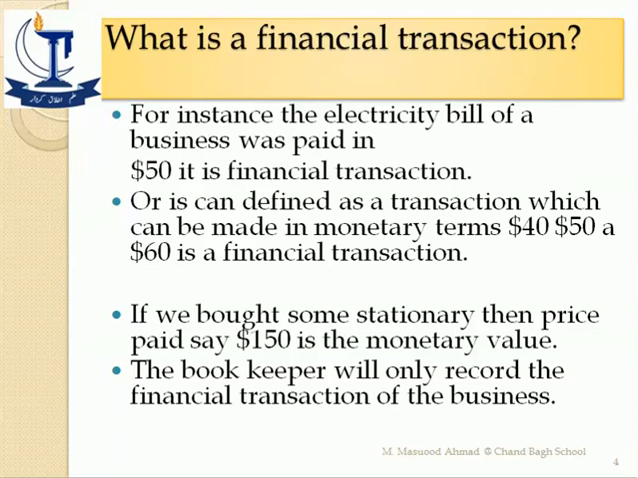If we bought some stationery, then the price paid, say $150, is the monetary value of that transaction, and the bookkeeper will record $150 against stationery expense. The bookkeeper will only record the financial aspect of the transaction. So I guess you got the idea of what is meant by a financial transaction.